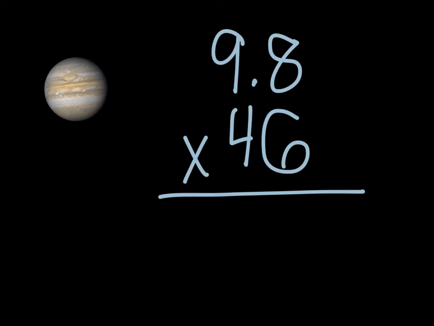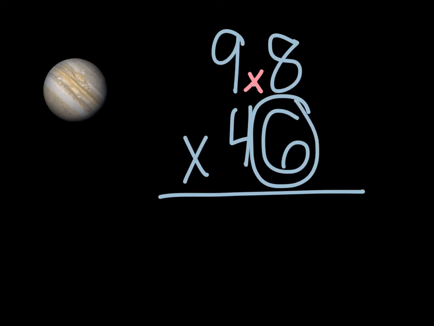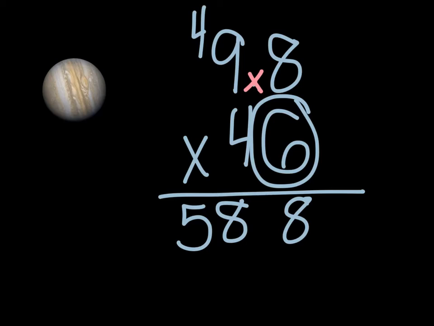I'm going to completely ignore my decimal point to start. I'm going to pretend like it's not there, and I'm going to be doing 98 times 46. We are familiar with that, and if we're not, let's use this as a brief review. I'm going to start with my ones place and do 6. So 6 times 8 is 48. And then 6 times 9 is 54, plus 4 is 58. So now I'm done with my ones place.